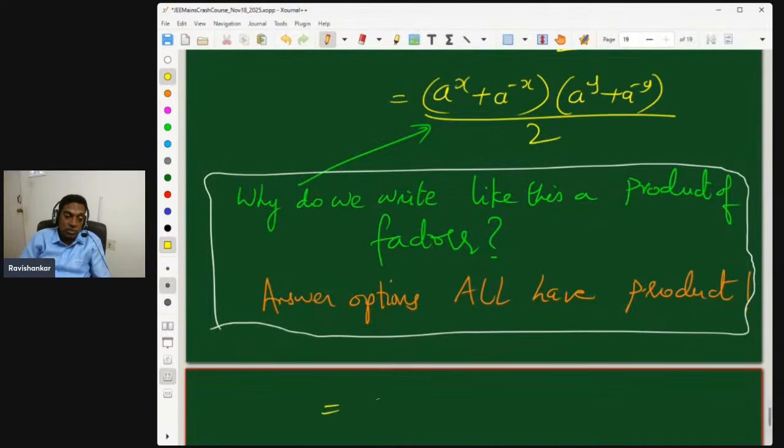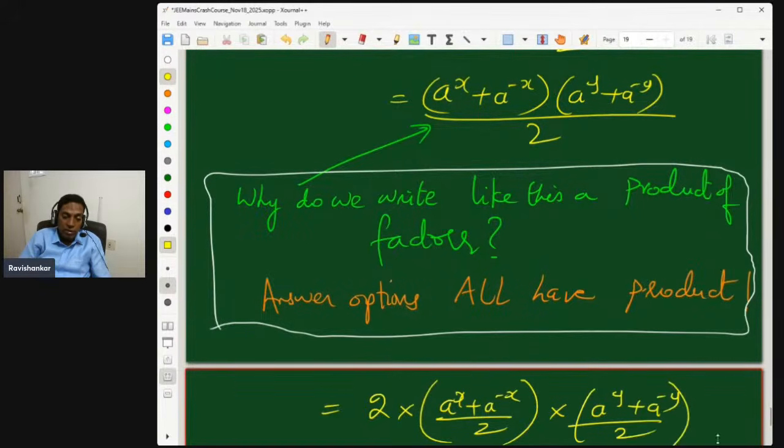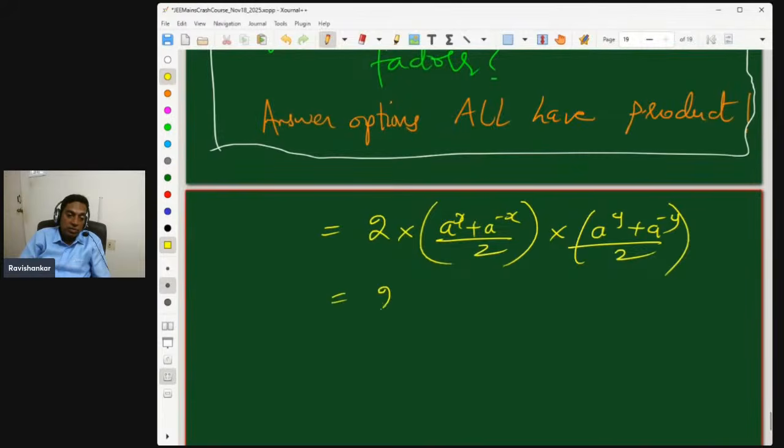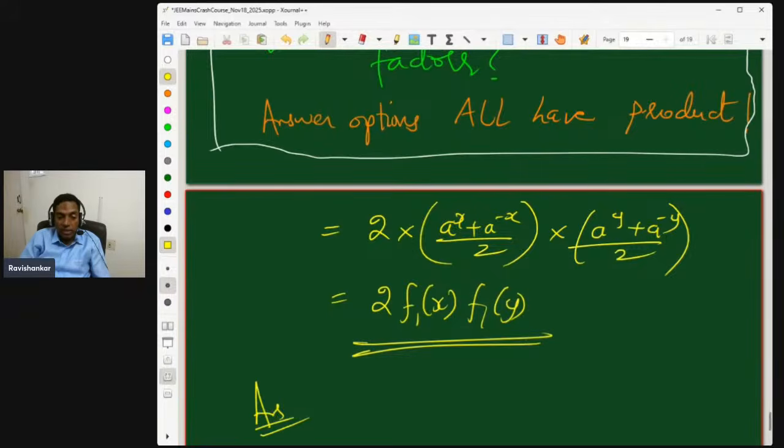So this you can write as 2 into a power x plus a power minus x by 2 into a power y plus a power minus y by 2, which is nothing but 2 f1 of x, f1 of y. Both are f1, and the correct answer is option A.